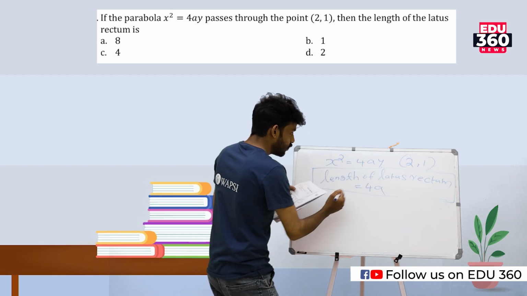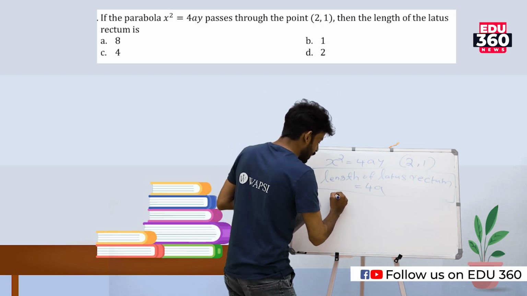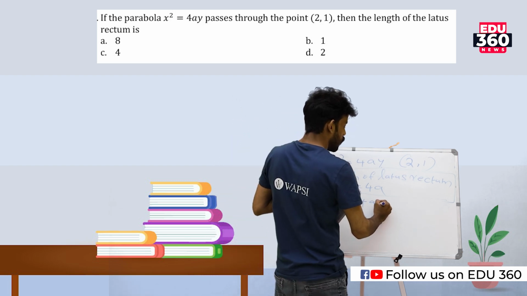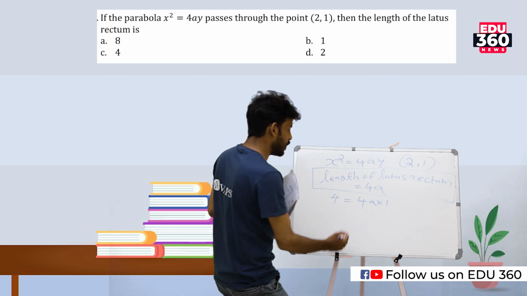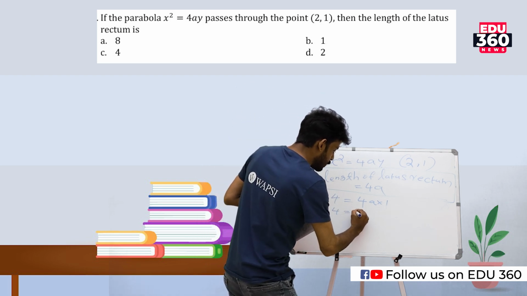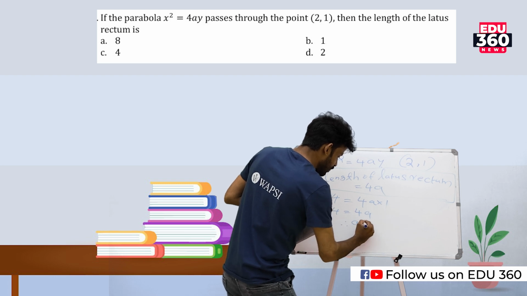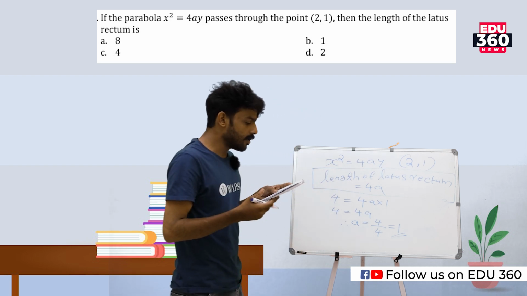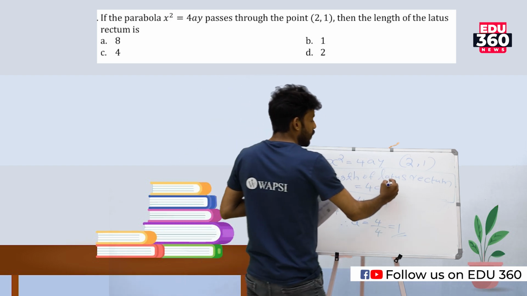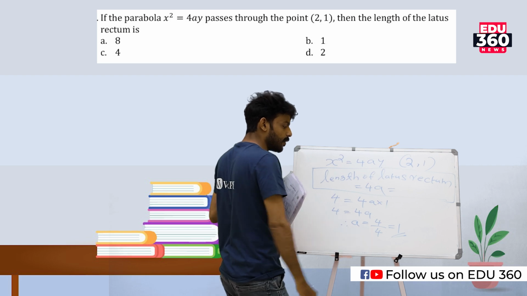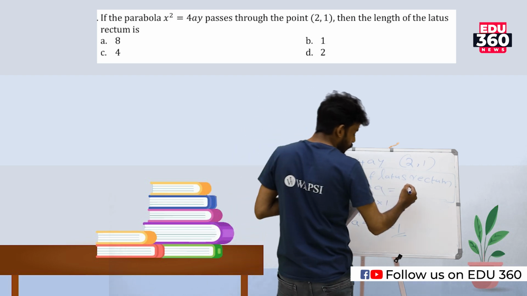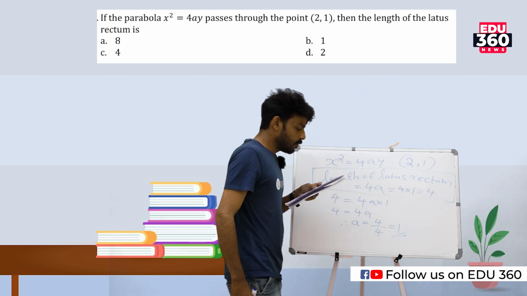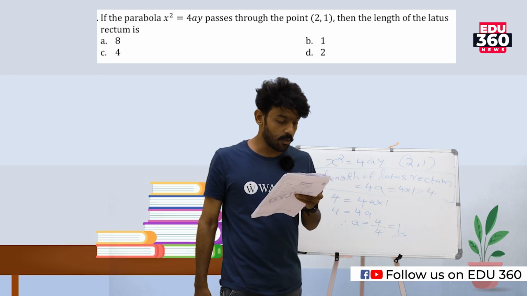So x square. On substituting x is equal to 2, we will get the left hand side is equal to 4. 4 is equal to 4a into 1. So hereafter we can write 4 is equal to 4a. Therefore, a is equal to 4 divided by 4. So the value is equal to 1. So the value of a is equal to 1. So similarly, we can write 4a, because we got the value of a is equal to 1. So we can write the length of latus rectum, 4a, that is 4 into 1. The answer is 4. Okay. So the length of latus rectum is equal to 4.